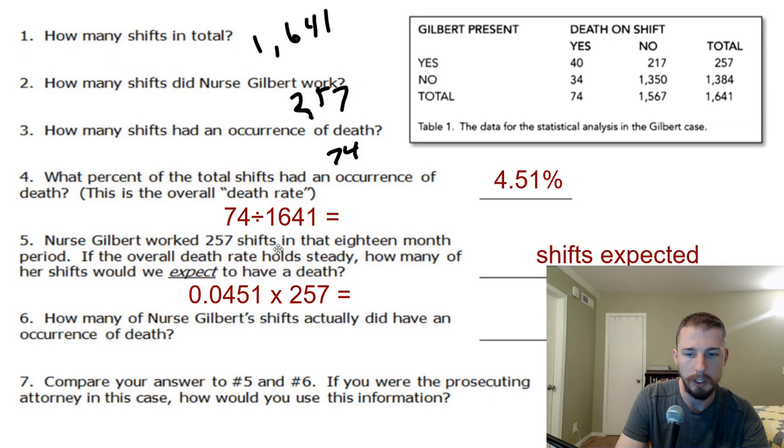rate holds steady. Then how many of her shifts would we have expected to have died? So if the overall death rate is 4.51%, then we would expect 4.51% of her shifts to have had deaths on them. So I'm going to bring out my calculator.